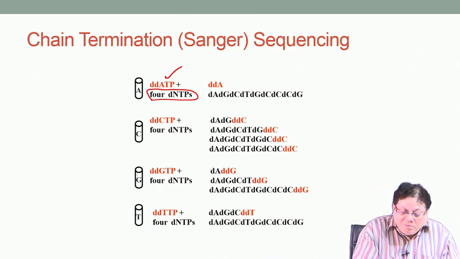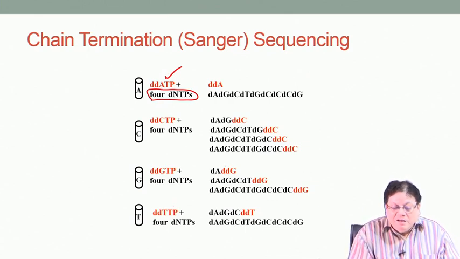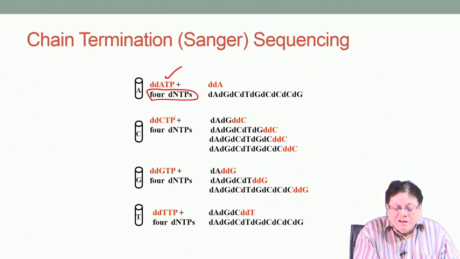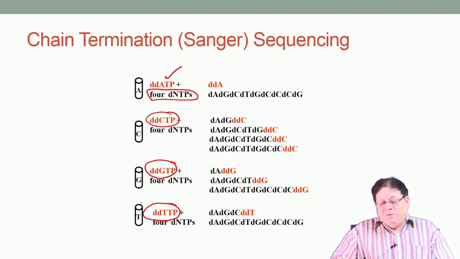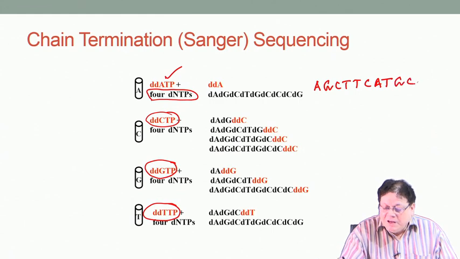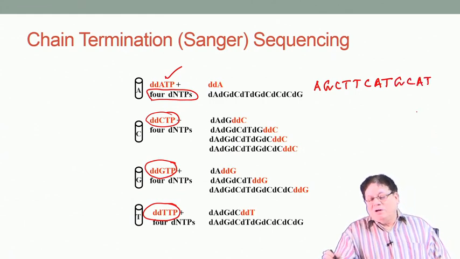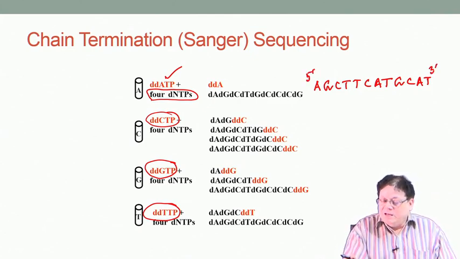So, there are 4 Eppendorfs now. What is the difference between the contents here? In one I added DDATP, in the other I added DDCTP, in the third one I added DDGTP, and in the fourth one I added DDTTP. Okay. So, again I take another example. Suppose the DNA has this type of sequence A G C T, T C A T, G C A, just to make it a little bit shorter, because the principle is most important. So, take a short one.